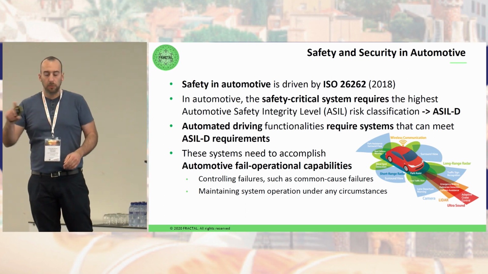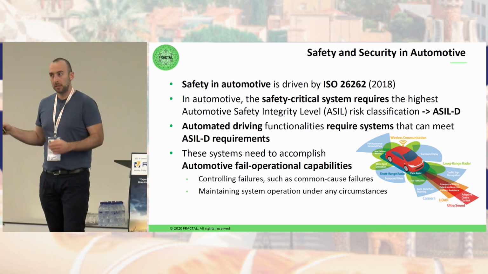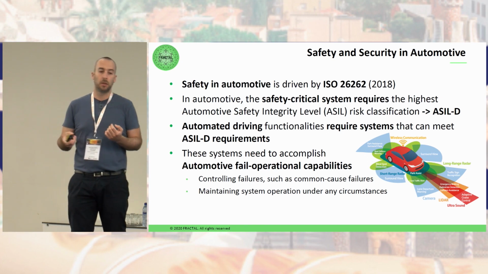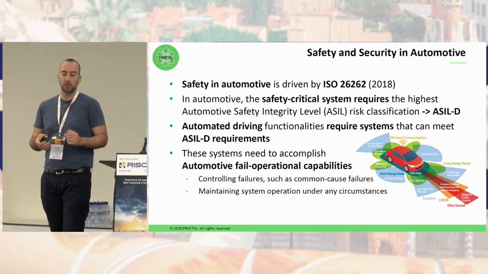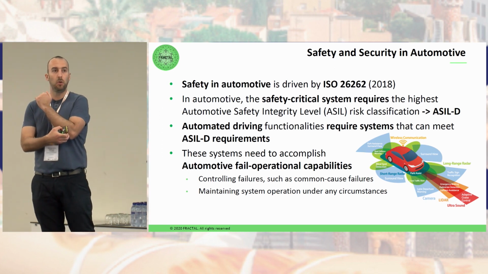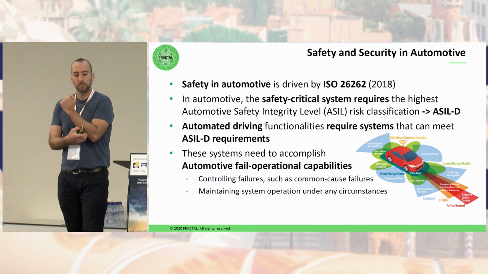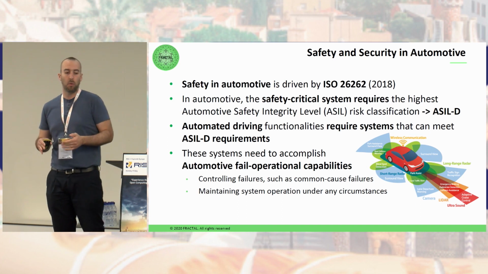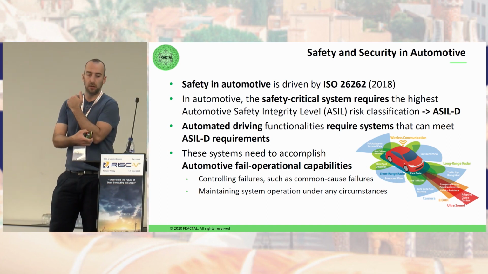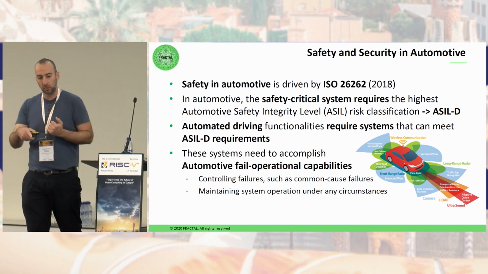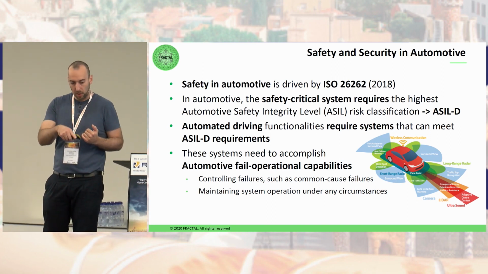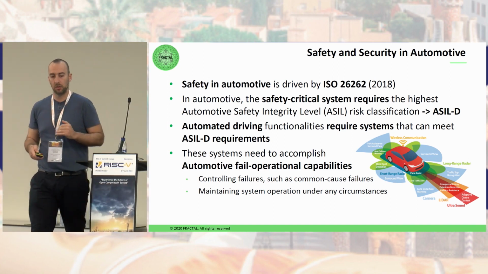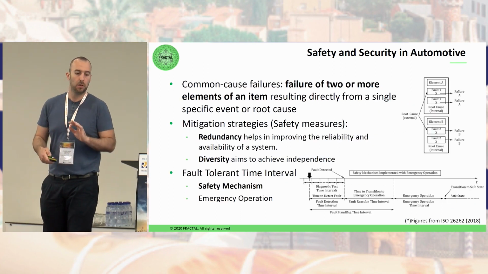When we go to automated driving functionalities, it goes to higher ASILs, so it's a higher risk, and we want to cover those functionalities with fail-operational capabilities, because they are safety critical and we want them to not lose functionality while operating. For that, we use these fail-operational capabilities, but at the same time we want to control failures wherever they occur. What is important is controlling failures like common cause failures, which is one of our main analyses for these safety services.